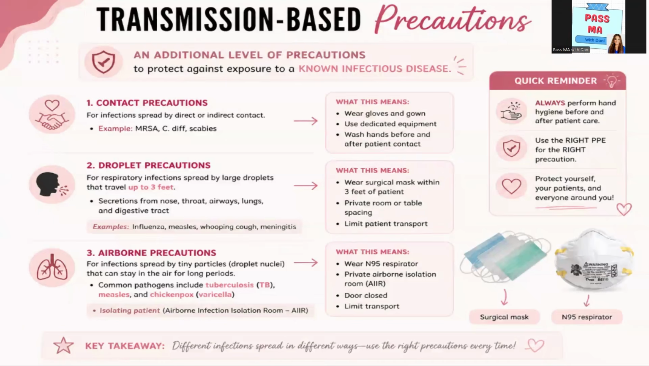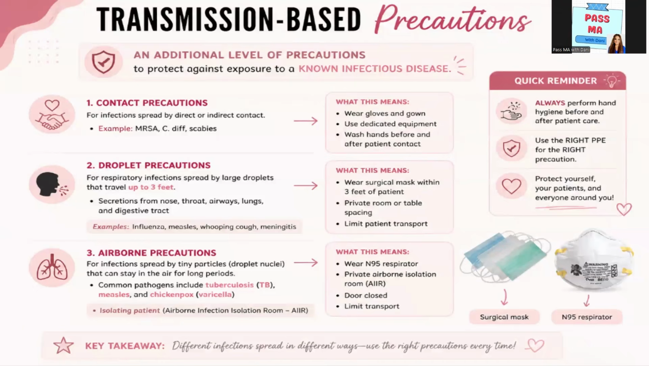Now we have what we call airborne precautions. These infections spread through very tiny particles that can actually stay in the air for long periods of time. So now we're talking about things like TB, tuberculosis, measles, and even chickenpox. A lot of people don't know that chickenpox is actually airborne. Yes, it can spread from direct contact, but it is airborne. Now, with airborne precautions, you guys will need an N95 respirator. A surgical mask will not cut it, okay? The patient is usually going to be placed in an isolation room.